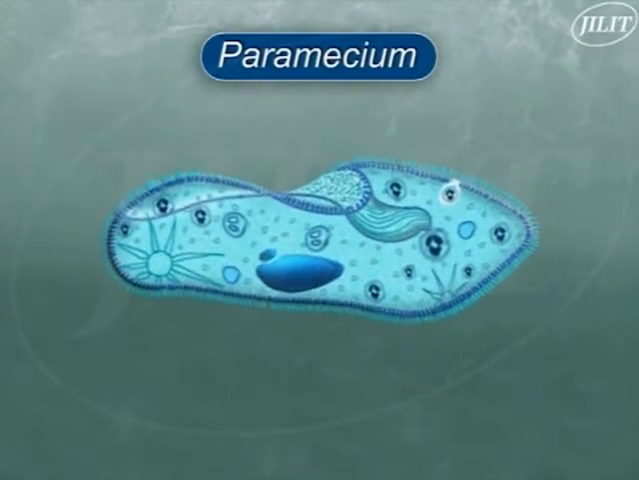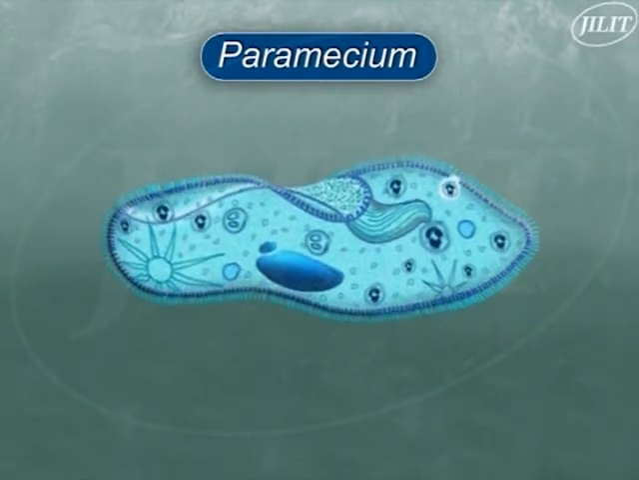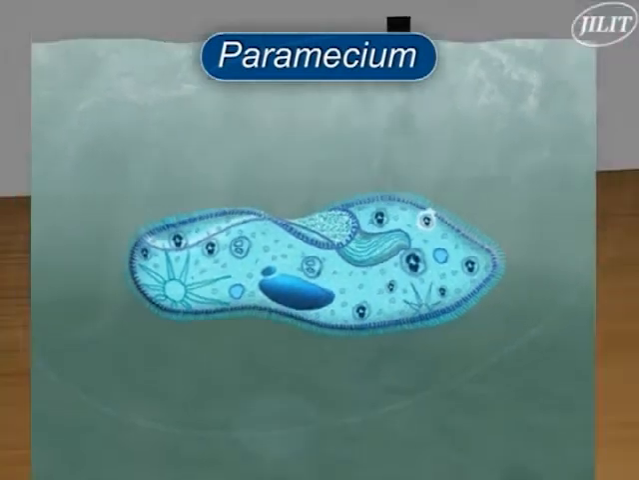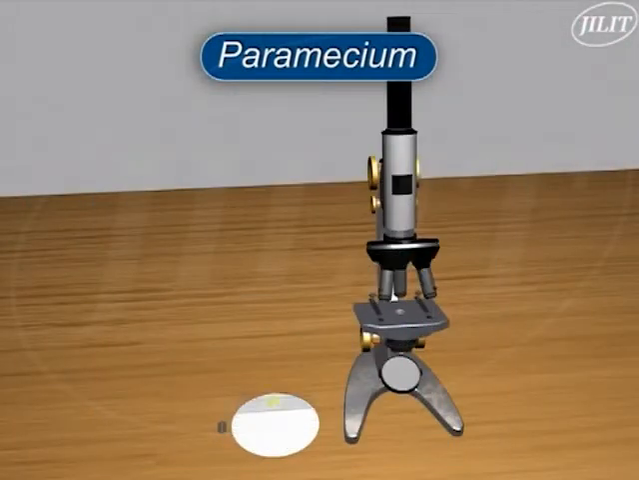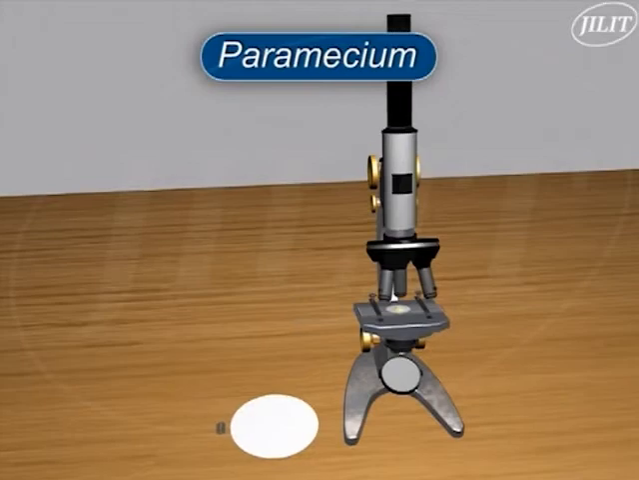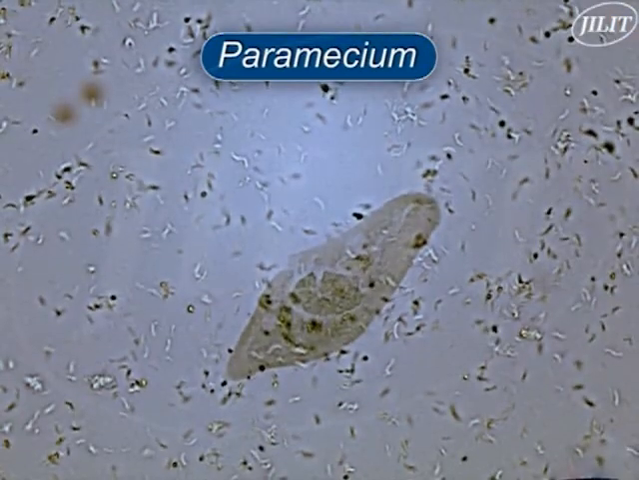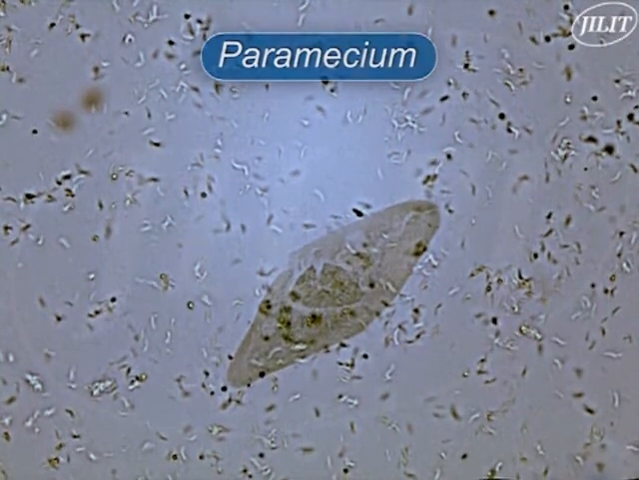This is a paramecium. It is a unicellular organism belonging to the kingdom Protista. Unlike bacteria, they have complex internal structures. This is what a paramecium looks like when seen through a microscope.